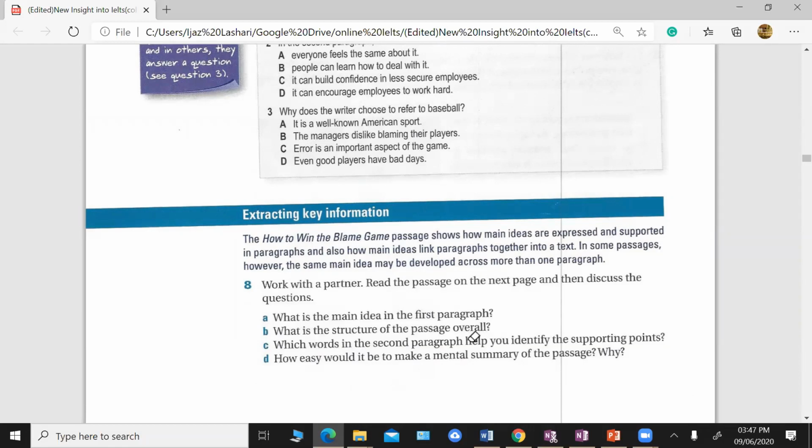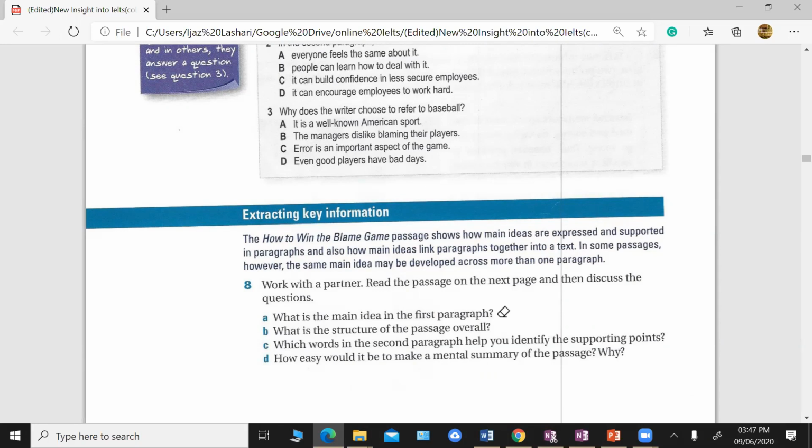The second one is, what is the structure of the passage overall? The next three paragraphs of the text all develop the main idea expressed in the first sentence of paragraph 2. Okay, and C, which words in the second paragraph help you identify the supporting points? So the words are: first, for example, similarly.